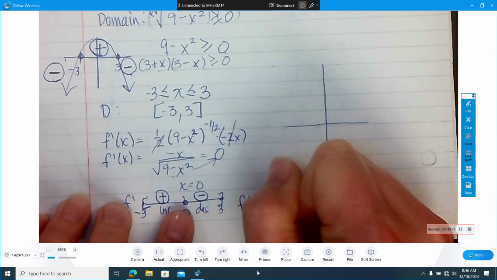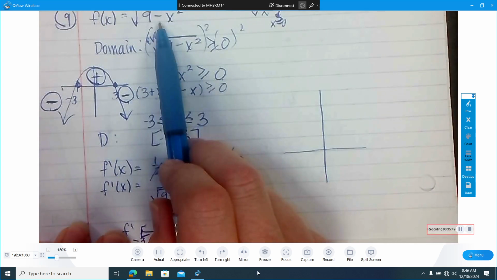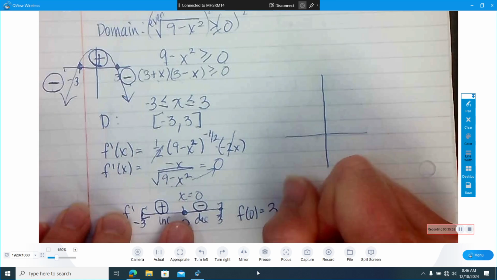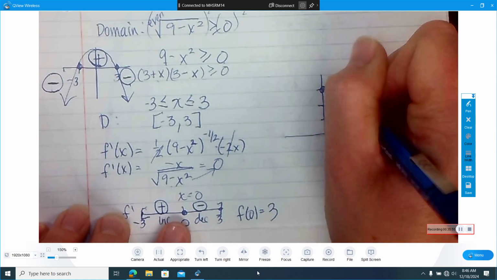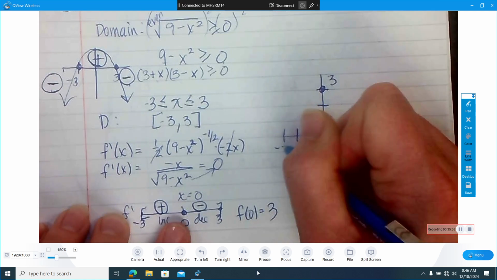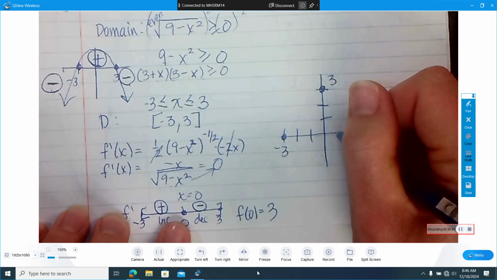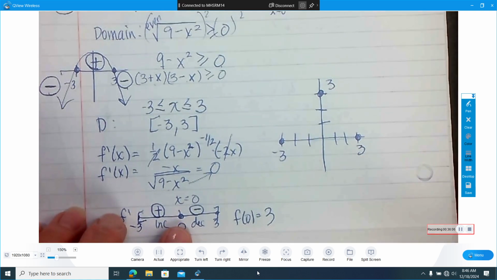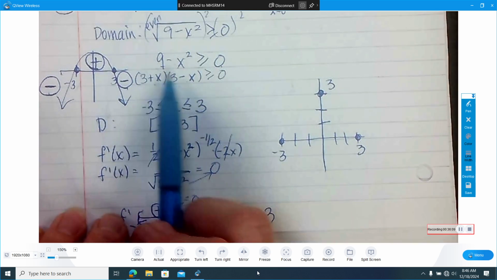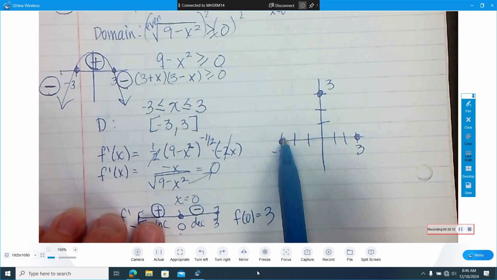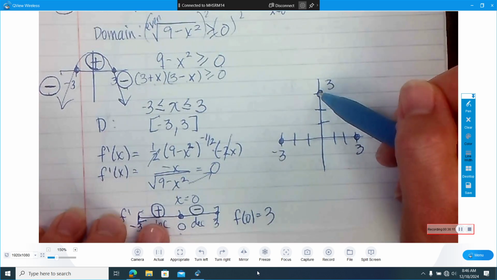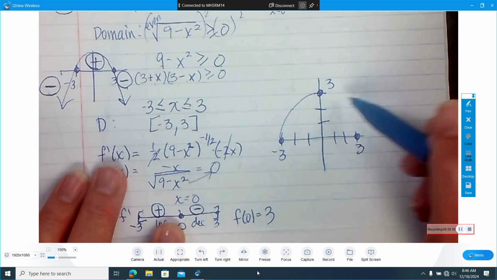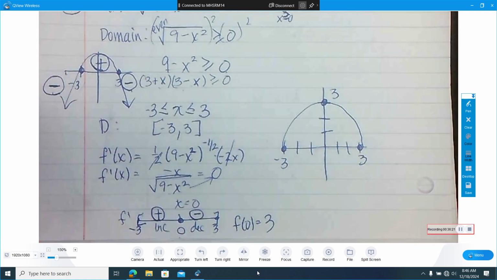F of 0 is the square root of 9, which is just 3. 1, 2, 3. Did you know the shape of this graph? It is a semicircle. So the function is equal to 0 at 3 and negative 3. The maximum here is at (0, 3). It is just a semicircle. Interesting, right?